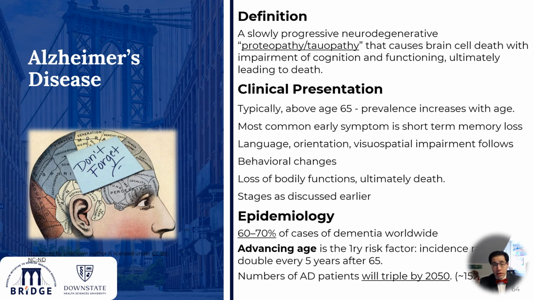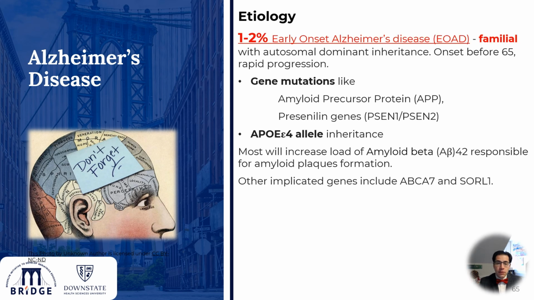It comprises around 70% of cases of dementia worldwide, and the numbers, as we had mentioned before, are expected to triple by 2050. The etiology of Alzheimer's disease is different depending on what type of Alzheimer's disease we're talking about. When we're talking about early onset Alzheimer's disease, where the onset of illness starts before 65, and that only comprises around 1 to 2% of all cases, it's mostly familial with an autosomal dominant inheritance, meaning that each generation in the pedigree will have at least one case affected by the disease. It is characterized by a much more rapid progression.